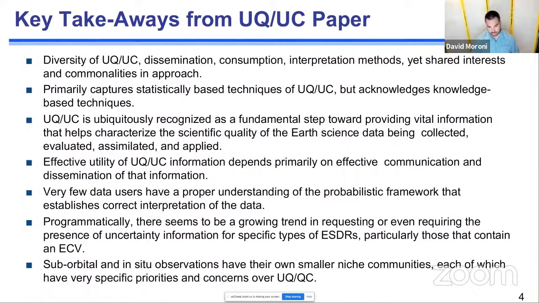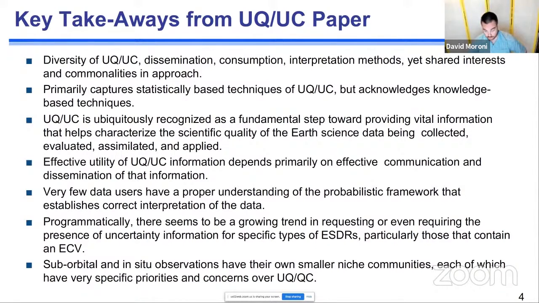And on the programmatic side, I would say there seems to be a growing trend in requesting or even requiring the presence of this type of information for specific types of data records, particularly those that contain what we refer to as an essential climate variable, or an ECV. That's actually a term that's coined by the CEOS initiative.